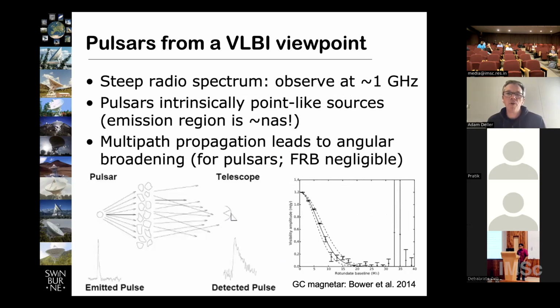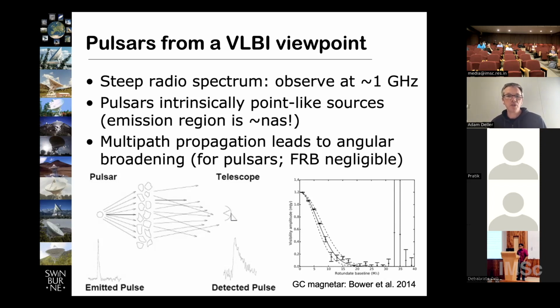So from a VLBI viewpoint, pulsars, what's important about them? What can we do with them? So I think, as everyone probably knows, they have typically quite a steep radio spectrum, which means that although we might like to go to higher frequency because we'll get even better angular resolution, that's often not possible because the sources simply get too faint. So we're generally pushed to observe at L band, about 1.4 gigahertz, for the majority of pulsars. Some of the brightest pulsars we can push up a little bit further, but this is the workhorse frequency range.